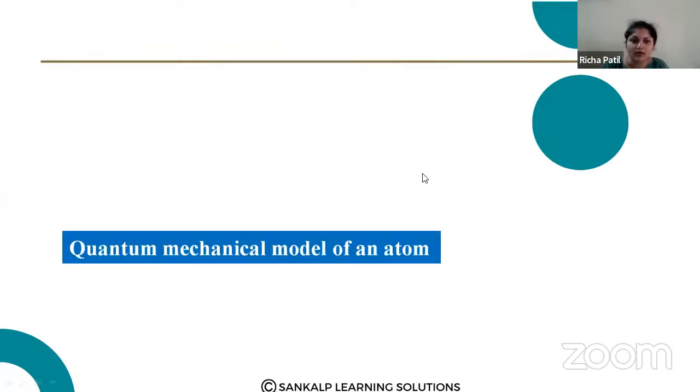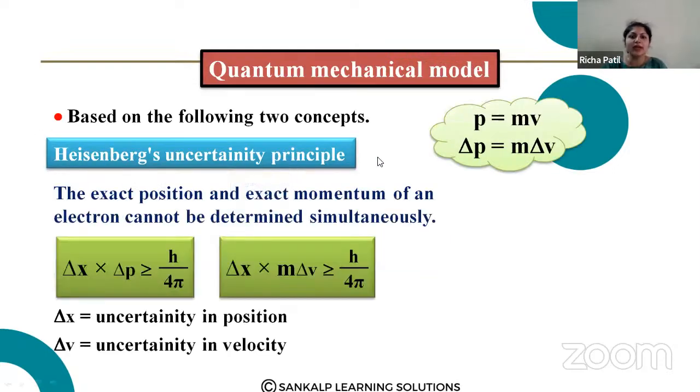So next comes the quantum mechanical model of an atom. There were two important concepts based on this quantum mechanical model. First is Heisenberg's uncertainty principle, and second is dual behavior of matter.